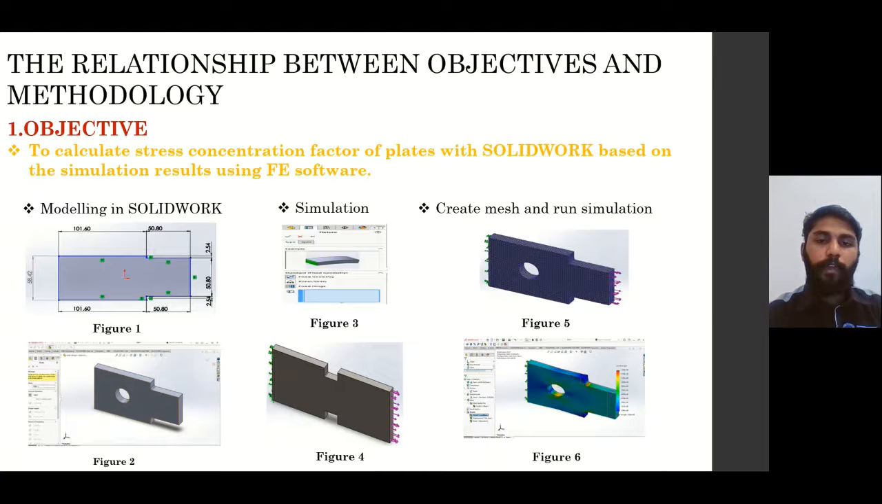The next step is simulation. Before simulation, we need to fix the geometry as in figure 3 and then put an external load of around 5,000 pounds. In figure 5 is the created mesh diagram, and lastly run the simulation to get the stress concentration data.